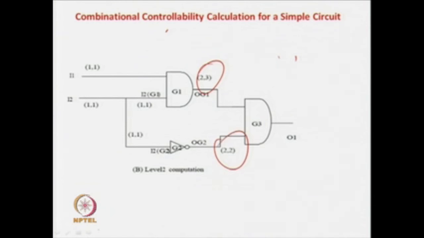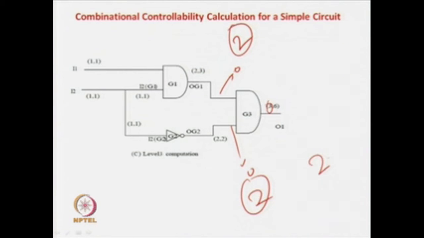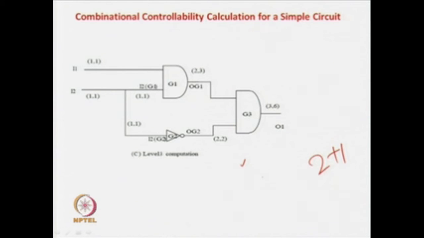Now, you have to compute for this one, which is also very simple. You know that we want to get a 0 over here. So, to get a 0 over here, you have to apply a 0 on either input. So, what is the combinational controllability of 0 at each of these nets? It is 2, and for the other net it is also 2. So, the minimum of 2 and 2 is 2, plus 1 for a level shift. So, you get a 3 over here. So, the combinational controllability of 0 at this net is 3.